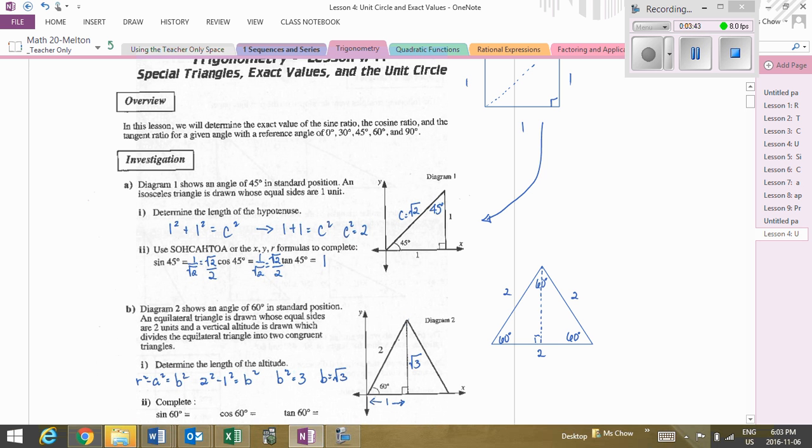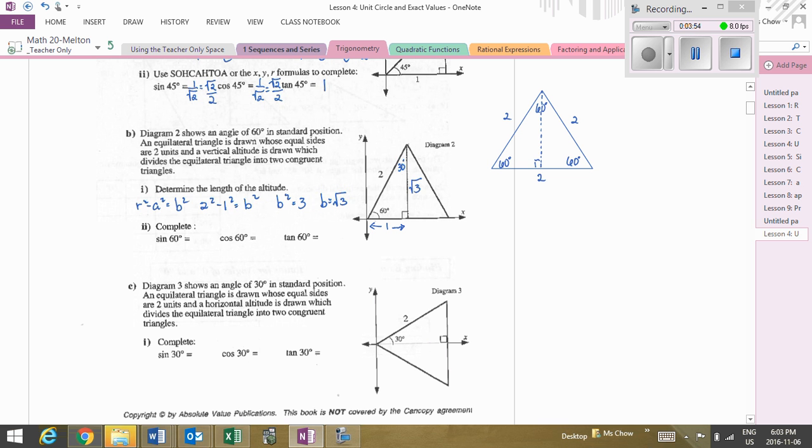This top angle here, because that's the third angle and all angles add up to 180 degrees, is going to be 30 degrees. If we run through our basic trig ratios again, sine of 60 degrees is opposite over hypotenuse, so root 3 over 2, or sometimes instead of opposite over hypotenuse, we think y over r. Cosine of 60 degrees is adjacent over hypotenuse, or x over r, so 1 over 2. Tangent of 60 degrees is opposite over adjacent, or y over x, which is root 3 over 1, or simply root 3.